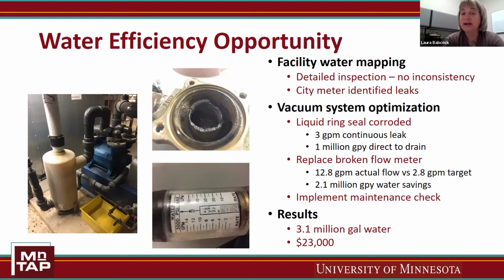They also found that they had a broken flow meter. What they thought was flowing at 2.8 gallons per minute was actually flowing at 12.8 gallons per minute. Quite a big difference. So between those two repairs on that one piece of equipment, there was their missing water, the 3.1 million gallons, saving that company $23,000 a year and no additional SAC charges.